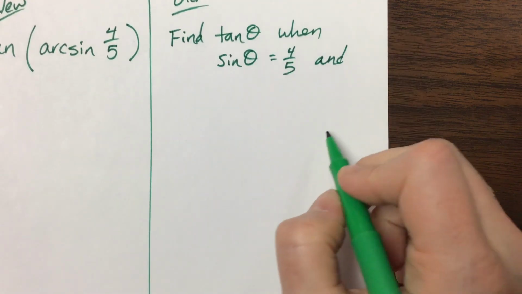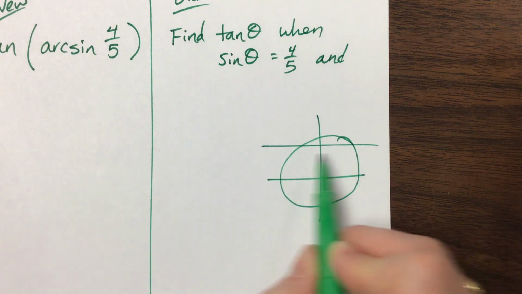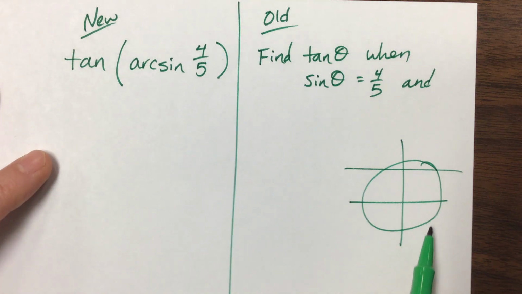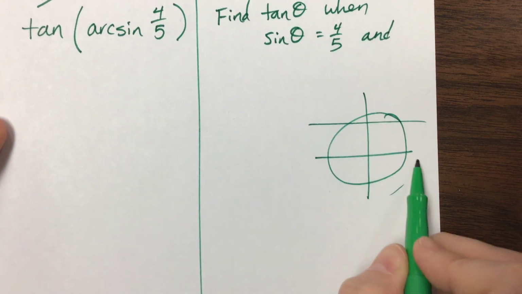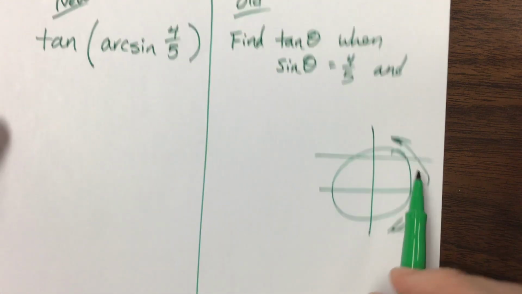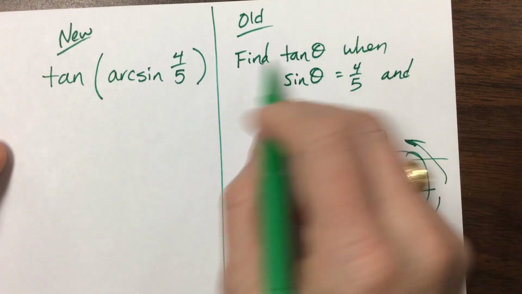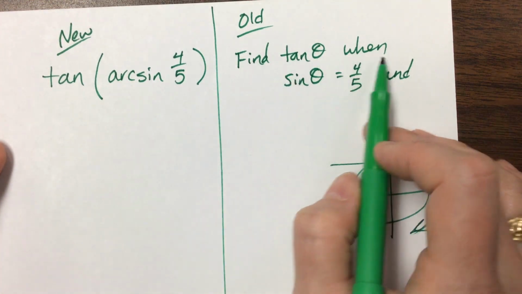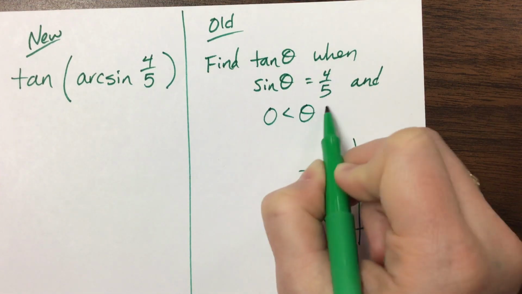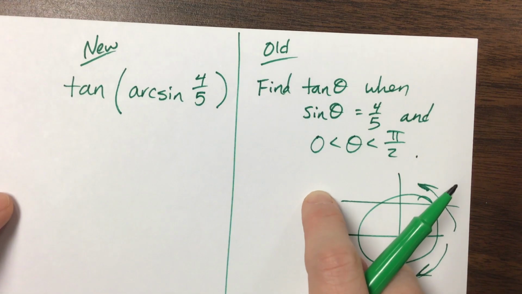Because if you think about this on the unit circle, sine is your y value. If I have a positive y value, it's going to be in both of these two quadrants. Well, arc sine now lives either in this quadrant 4, getting there the negative way, or quadrant 1, getting there the positive way. Since this is positive, we don't want this other option right here. So the old way would have been to say find tangent of theta when sine of theta equals 4/5 and 0 is less than theta is less than pi/2. That's how I would have said this exact same question before.